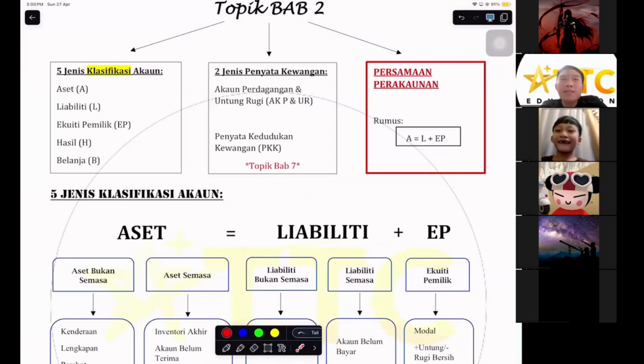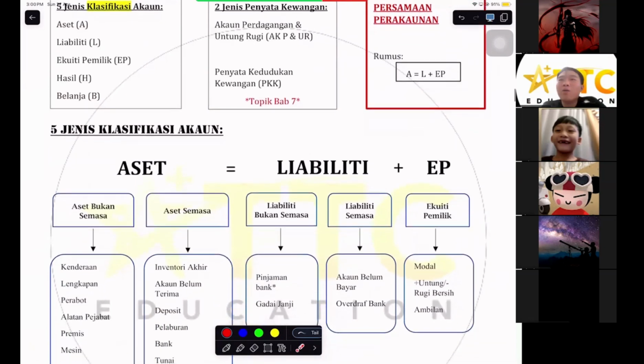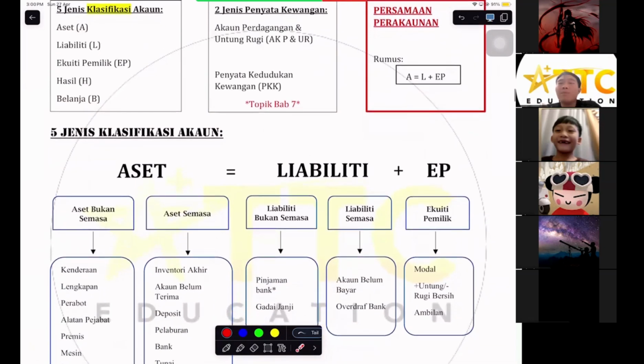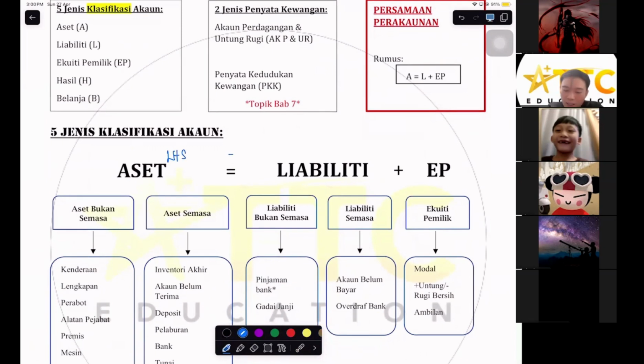Okay, so asset equals liability plus equity per million. This is our persamaan perakaunan punya formula. So you need to know asset is equals to liability plus equity per million. Just like our left hand side is equals to right hand side in our mathematics.